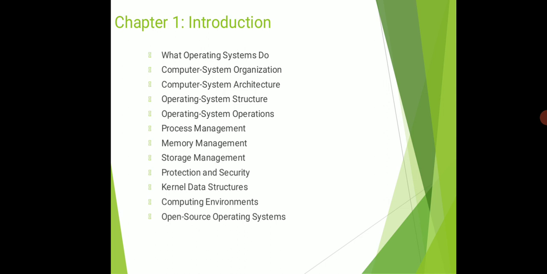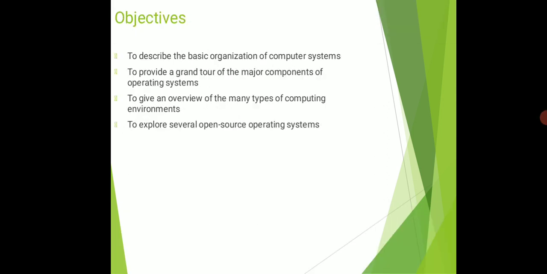So OS is a very, very important thing in a system. Without OS we cannot do anything. So what is OS? We will see in this video, right? So here we will see the objectives of OS. It describes the basic operations of computer systems, and it also provides a grand tour of the major components of OS, that means operating system. It gives an overview of many types of computing environments, as well as it will explore several open source operating systems. So this is the main objective of OS.